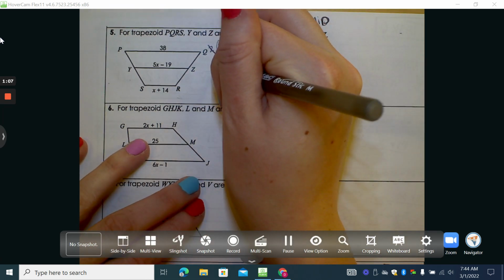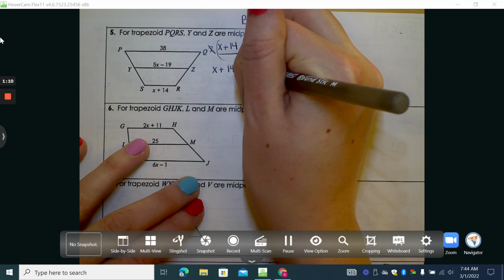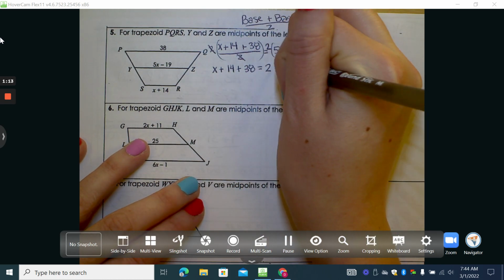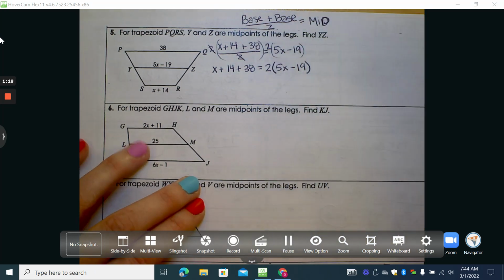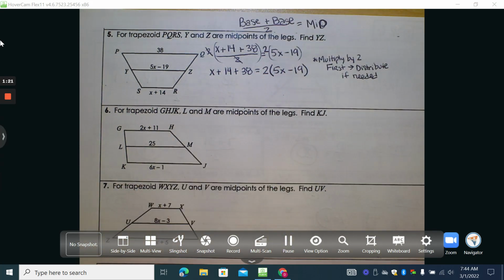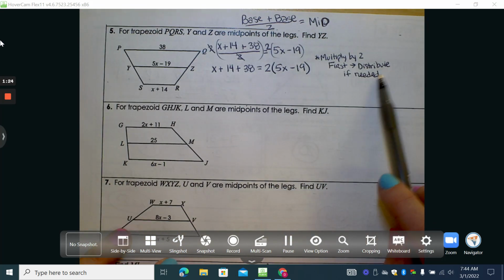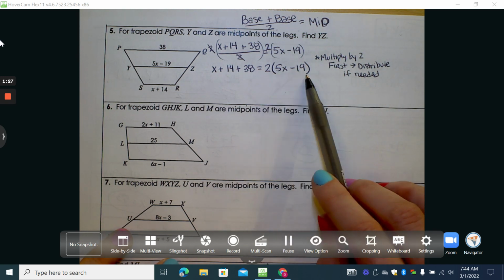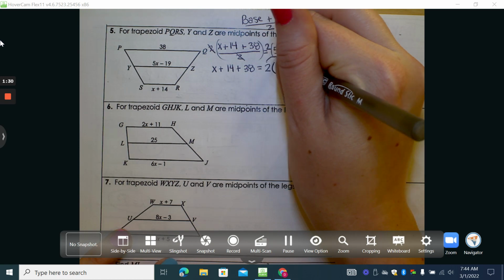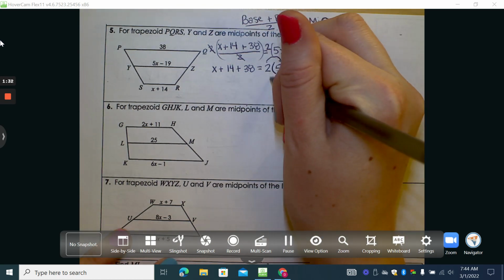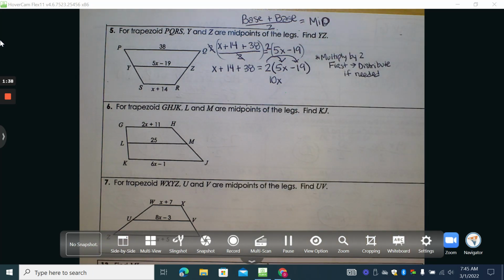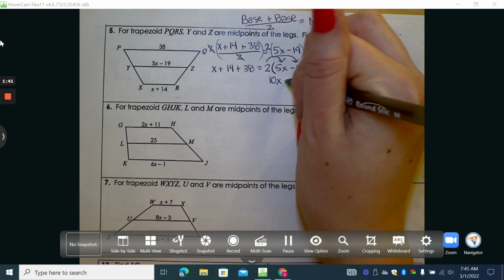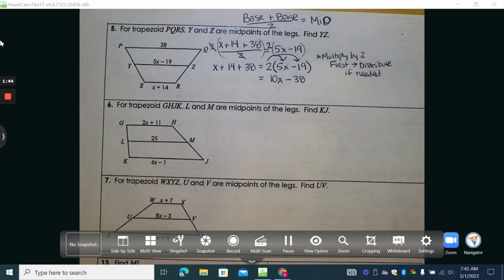So it's going to look something like this. x plus 14 plus 38 equals 2 times 5x minus 19. Let me make a note: multiply by 2 first, distribute if needed. So I have 2 times 5x minus 19. I'm going to multiply 2 times 5x, which is 10x, and 2 times 19, which is 38, negative 38. And so I distributed that 2 on that right side.